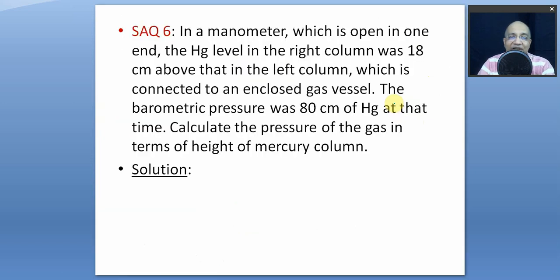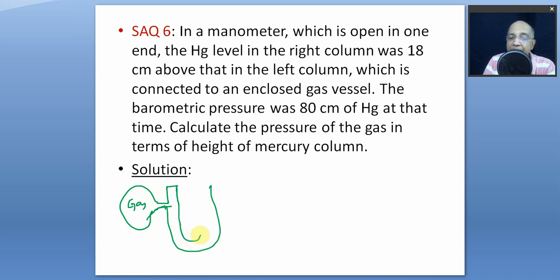So let us solve a problem on manometer. In a manometer which is open at one end, the mercury level in the right column was 18 centimeter above that in the left column. Let us draw. We know that the left column is closed and it is connected to the enclosed gas. This is the gas. And the right column is open. It is given as open at one end. So it was found that the right column is above the left column.